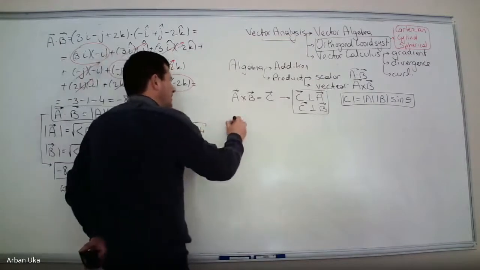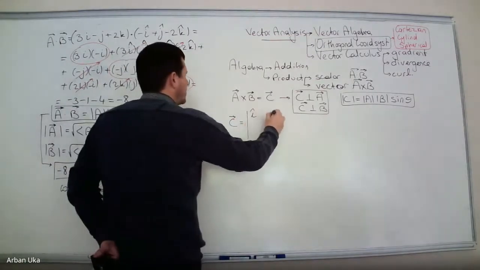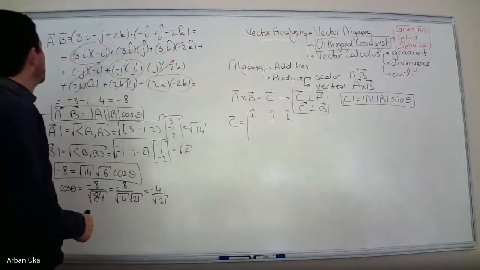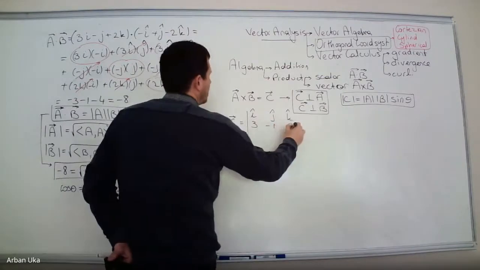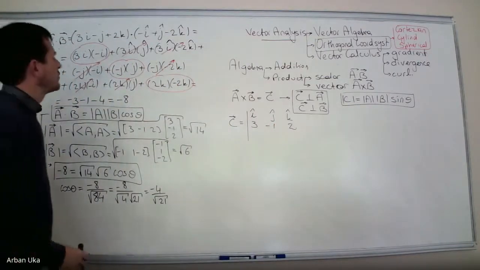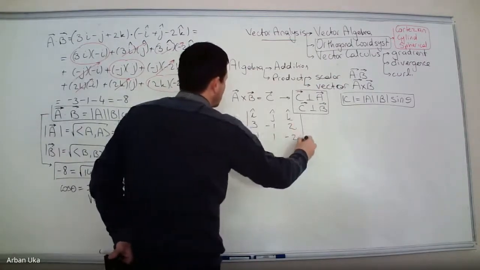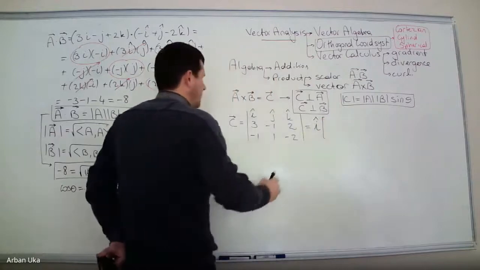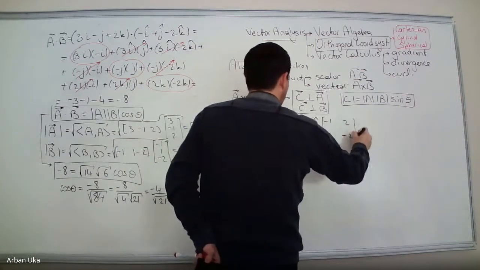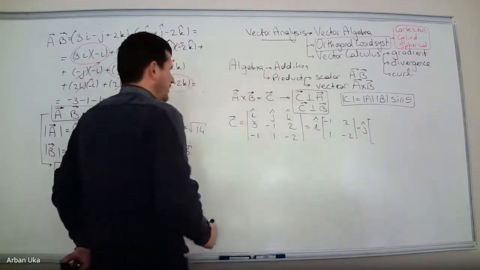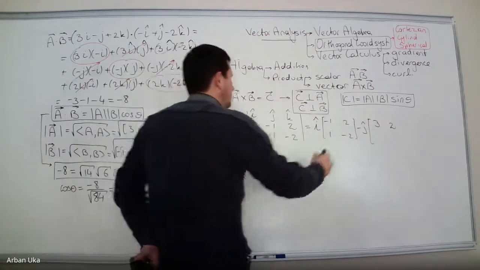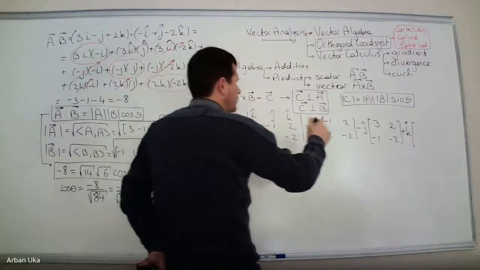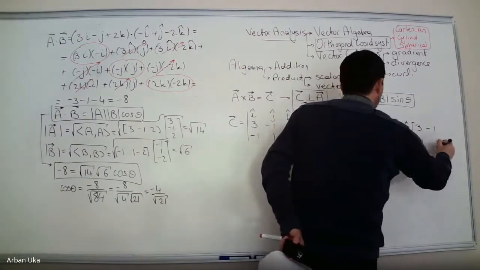As an example, we can say here C is equal to the determinant with rows I, J, K. And A is 3, minus 1, 2. This is what vector A is, and vector B is minus 1, 1, minus 2. Then, from here, this is equal to I times the determinant of minus 1, 2, 1, minus 2, minus J times the determinant of 3, 2, minus 1, minus 2, plus K times the determinant of 3, minus 1, minus 1, 1.